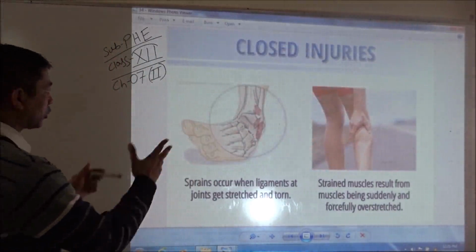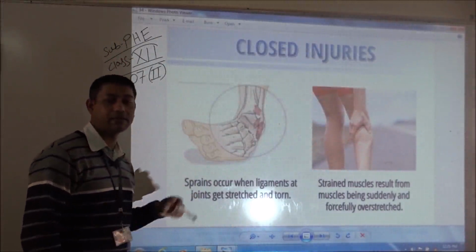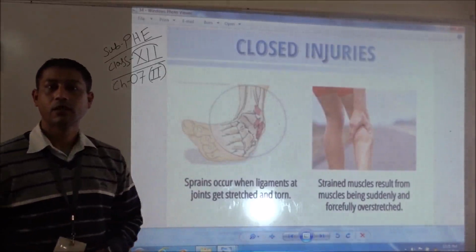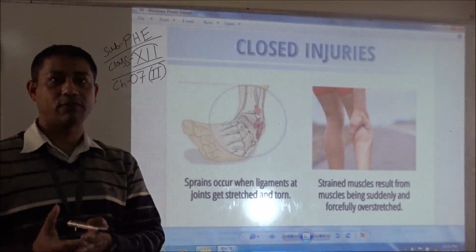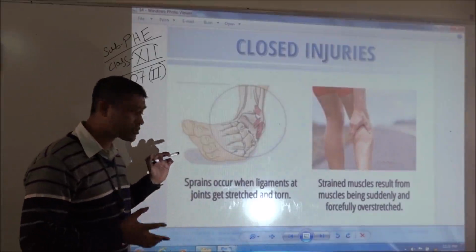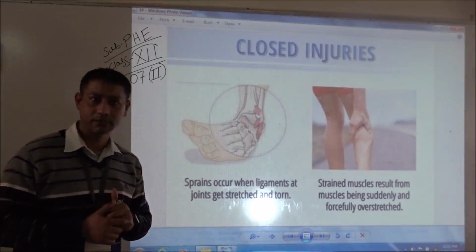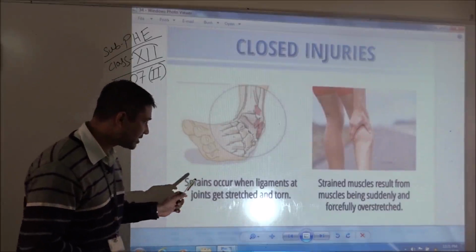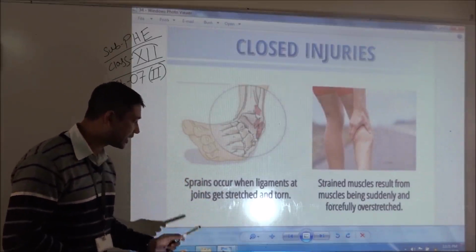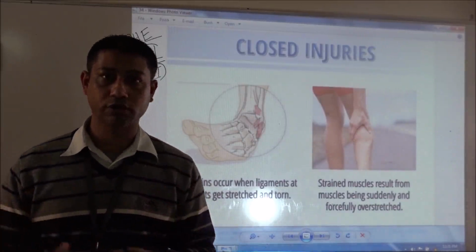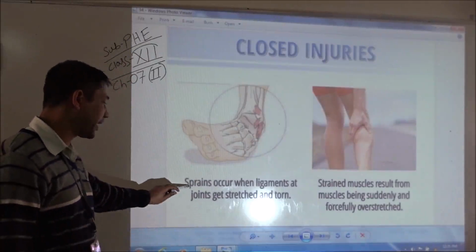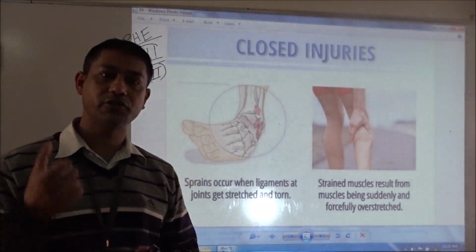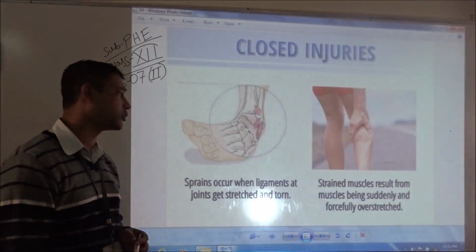Now, closed injuries. You see this example where our ankle got twisted. From the outside, we cannot see the injury, but the injury has taken place. Now, sprains occur when a ligament at a joint gets stretched and torn. So this is a sprain sort of injury. Sprain is also a type of soft tissue injury, which we will be discussing later on.